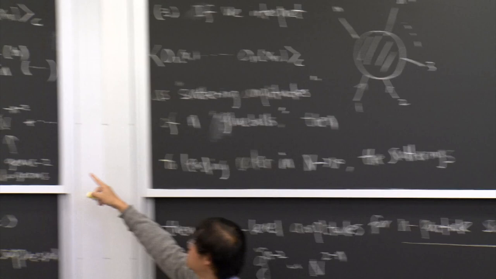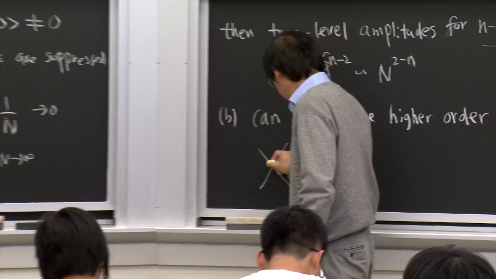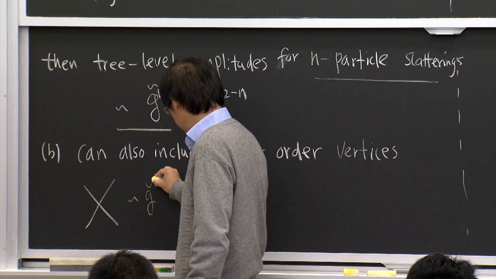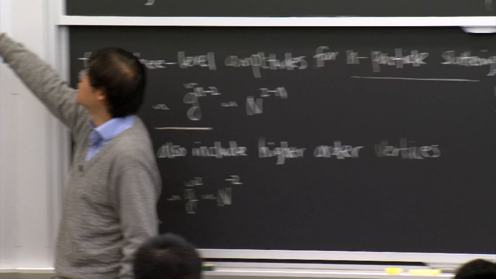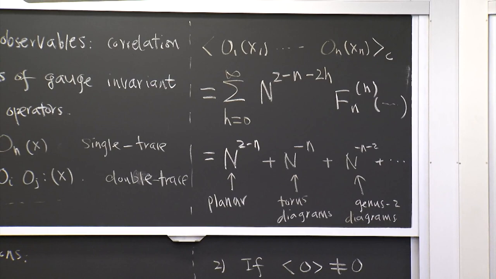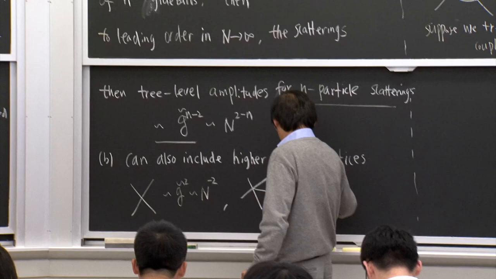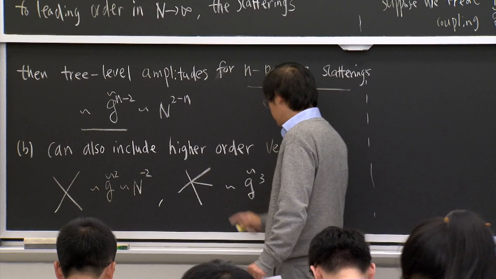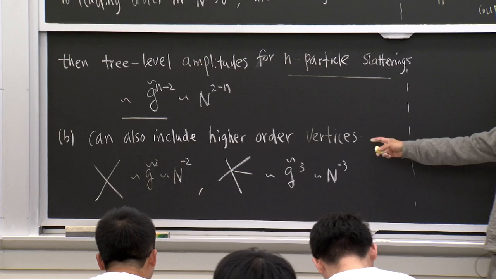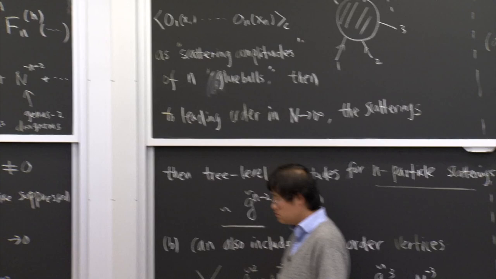Suppose you want to include a 4-particle vertex. Then this should scale as G tilde squared, which is N to the minus 2, because the 4-point connected function should scale as N to the minus 2. Similarly, if you have a 5-point vertex, then it should scale as G tilde cubed, which is N to the minus 3, because the 5-point function should scale as N to the minus 3. So you can also add such higher order vertices as far as you are consistent with this large N scaling.